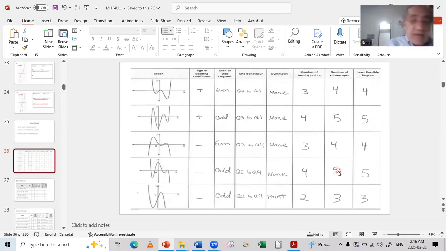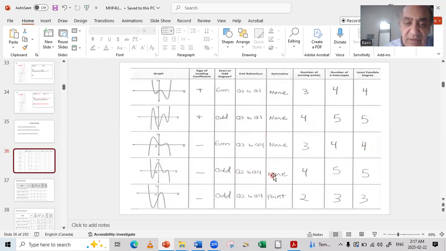Intercepts equal the degree. The turning points are less than the degree and less than the intercepts. So you find 5, 5, 4, 4, 5, 5, 3, 3. The number of turning points is less by 1. So here, degree 4 minus 1 is 3. The turning points are the degree minus 1: degree 4 minus 1 is 3, degree 5 minus 1 is 4, degree 4 minus 1 is 3, and so on.